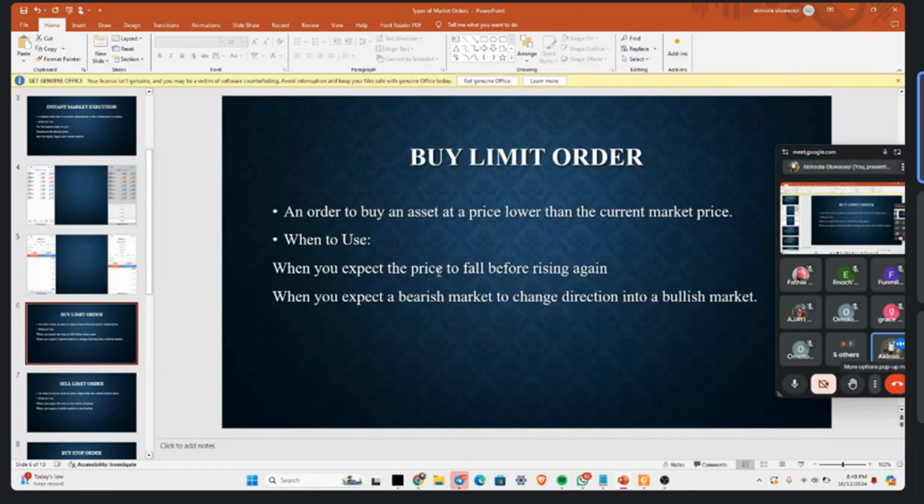Now, when do you use a buy limit order? You use it when you expect the price to fall before rising again. That is, you expect the market is going to buy, but before it buys, you're expecting it to reach this particular point. Then instead, you set a buy limit, that is a price that is low compared to the current market price.